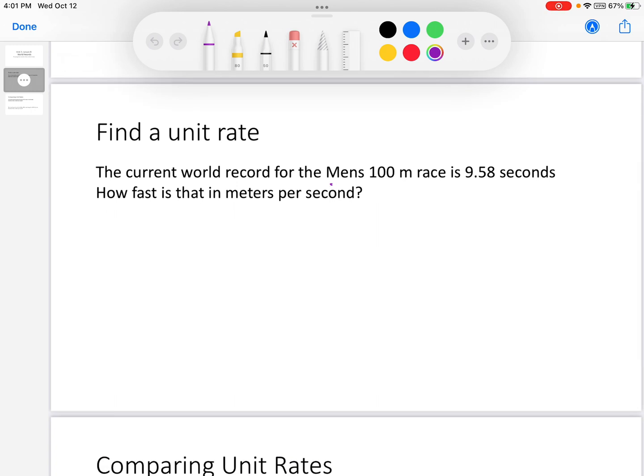Well, the current world's record for the men's 100-meter race is 9.58 seconds. So how fast is that in meters per second? Since it's meters per second, we do meters divided by seconds, because it says meters per second. So we'll do 100, because it's 100 meters, divided by 9.58. I'll take out my calculator. I'll do 100 divided by 9.58, and I get this long number, but I want to approximate it.